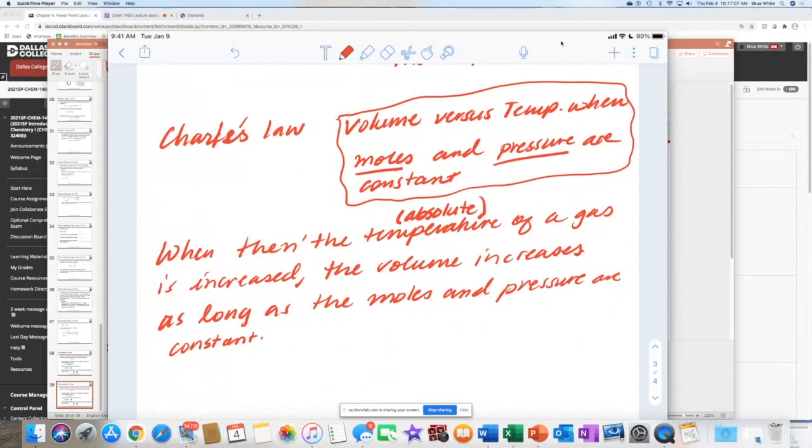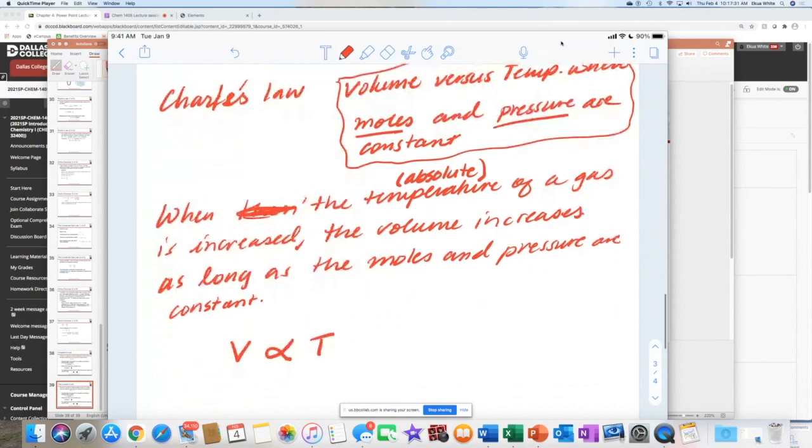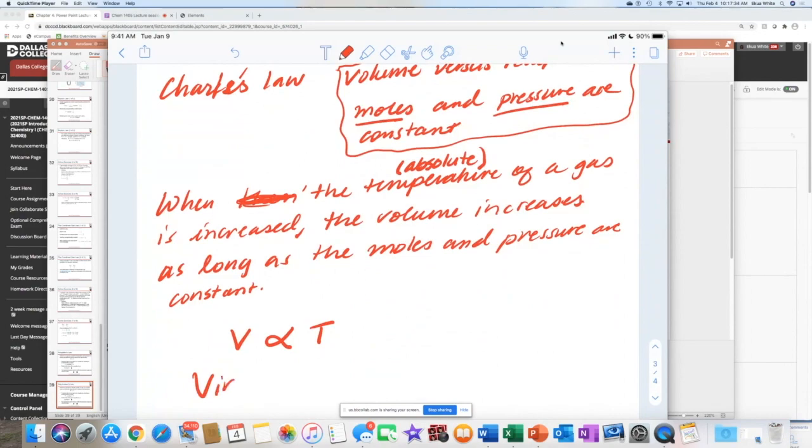Okay. So when the temperature of the gas is increased, the volume of the gas increases as long as the moles and pressure are constant. So what we're looking at here is how volume and temperature are related. Volume goes up, temperature goes up. So what we're saying here is volume is directly proportional to temperature, right? When volume increases, temperature increases, and vice versa. When temperature increases, volume increases, with number of moles and pressure constant.